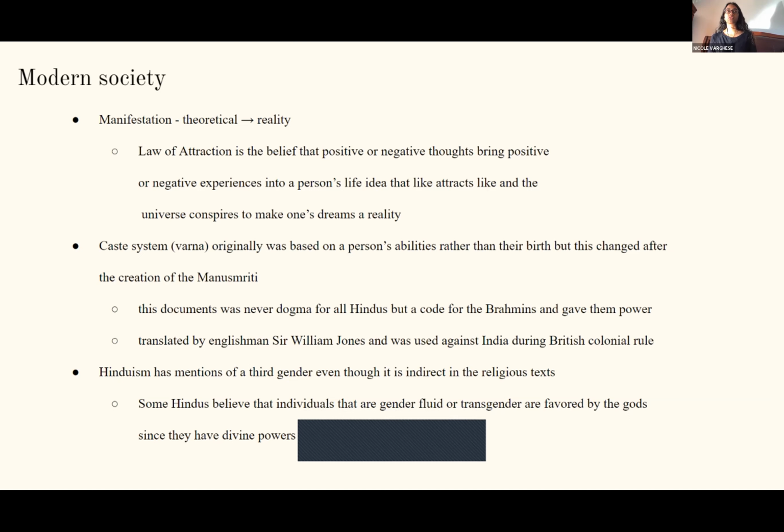But this changed after the creation of the Manusmriti, and the Manusmriti were a series of documents that established that the Brahmins would be the head of the caste and that they could rule over the lower caste system.